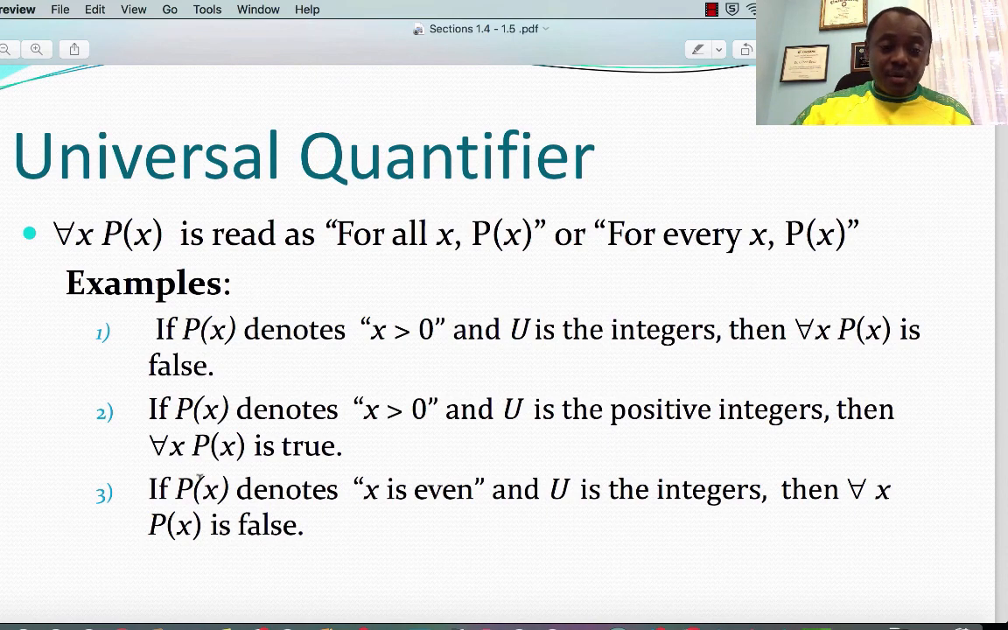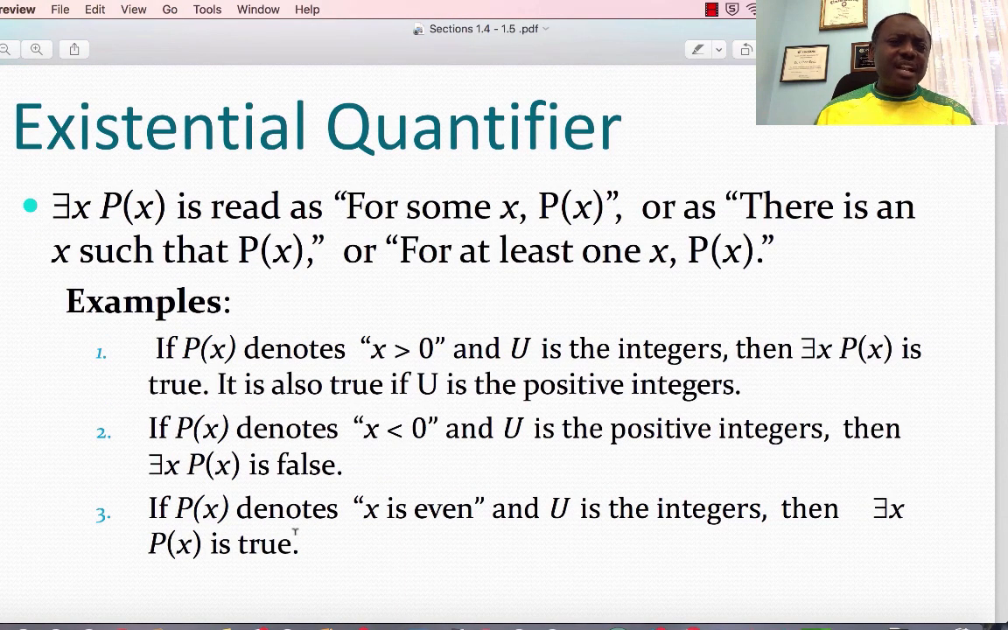A third example, if P of X denotes X is even and U is the set of integers, that is our domain, for every X, P of X would mean that for all X where X is an integer, X is even. But that's not true because the set of integers is made of even and odd numbers. All I need to do is find one example. 5 is odd. So for every X, P of X is false.